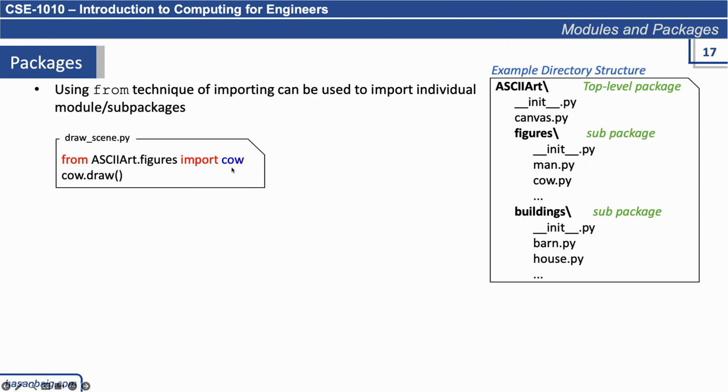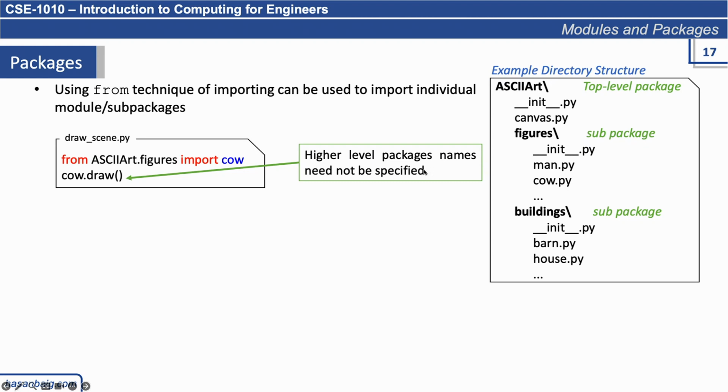Because I do not know what the contents of cow are, that's why I have to specify. So it could be a draw function defined under the cow module. It could be, let's say, some other function. So we have to specify which function we want to use in the cow file.